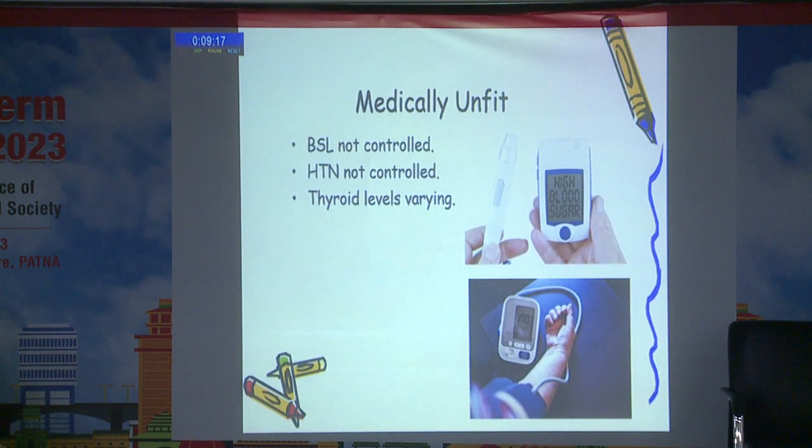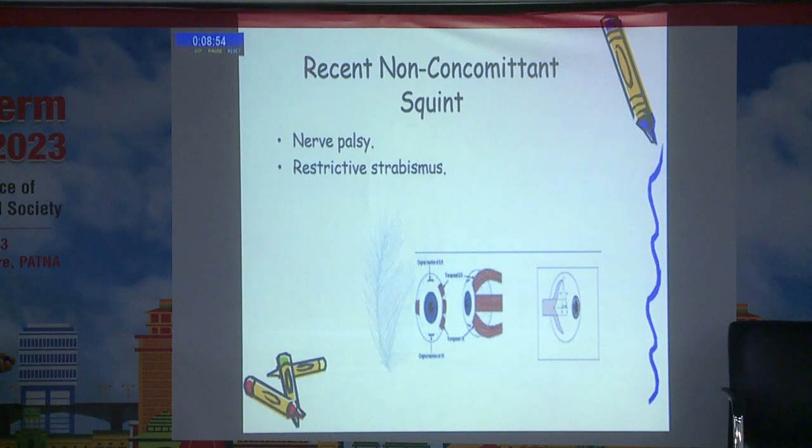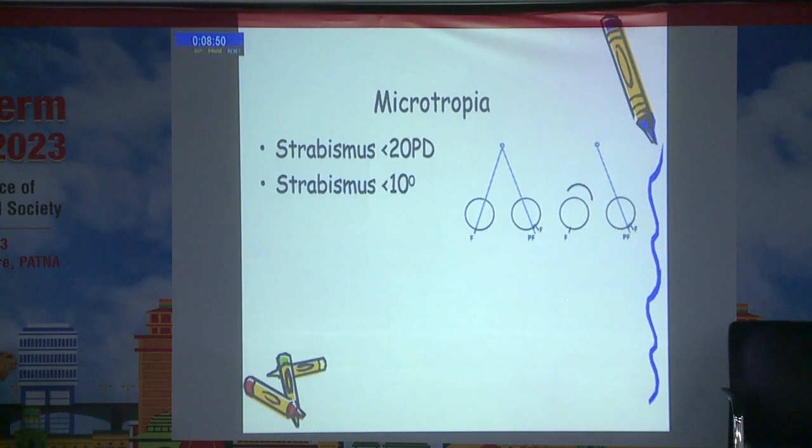Of course, medically unfit patients. As surgeons, we are very enthusiastic in doing surgery, and for cataract surgery we can disregard the fitness that much, but that's not the case, especially when thyroid levels are varying. In neurological cases of strabismus, when it is of recent onset, when it is associated with a stroke, it is always better to wait. Again, a recent non-concomitant strabismus, it is better to wait.